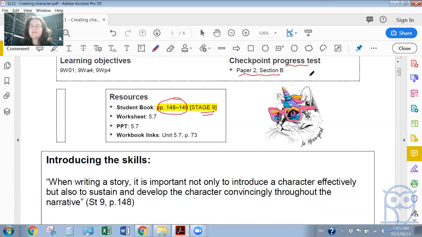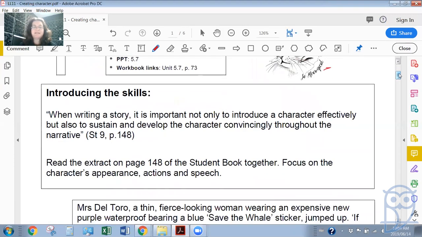All right, so let's have a look at how we go about creating a character. In your book, it says, when writing a story, it is important not only to introduce a character effectively, but also to sustain and develop the character convincingly throughout the narrative. So when there's a story, you have to introduce a character in a certain way, and it has to sound convincing to the reader, or else they won't be interested in what happens to your character.